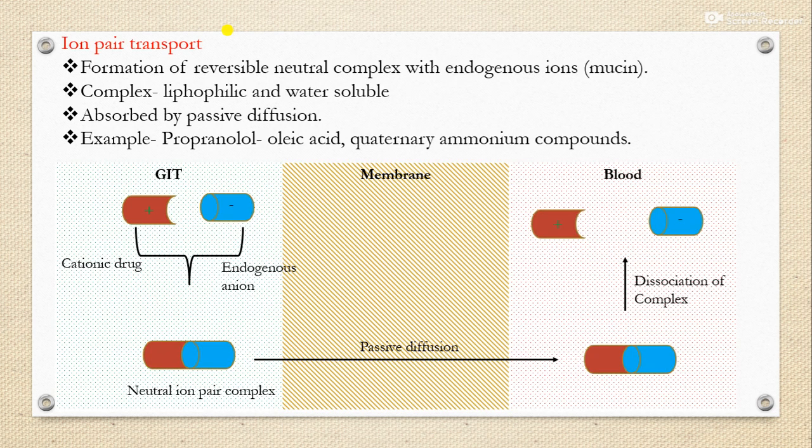The third type of transport is ion pair transport. Ion pair transport is important for absorption of drugs like quaternary ammonium compounds and sulfonic acids. So you may see that such compounds or drugs have charges on them.